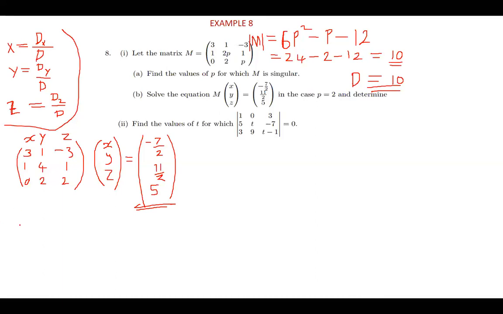So here we go. You can start now. So I'll replace my solutions there. I have my negative 7 over 2, and then you have 11 over 2. Then you have 5 there. Then apart from that, 1, 4, 2, you write the remaining numbers the way they are.